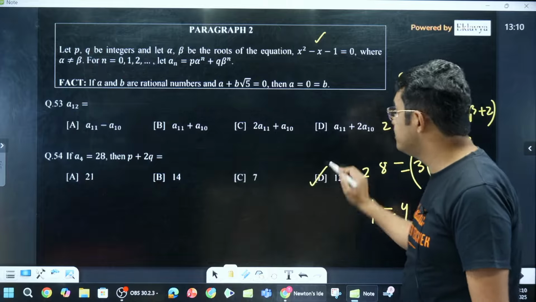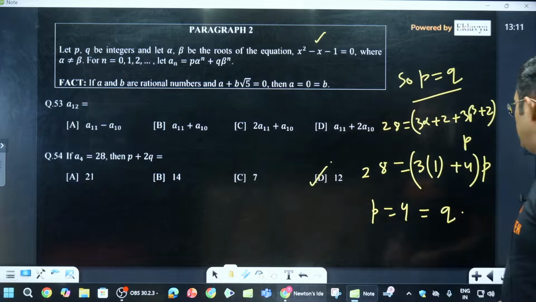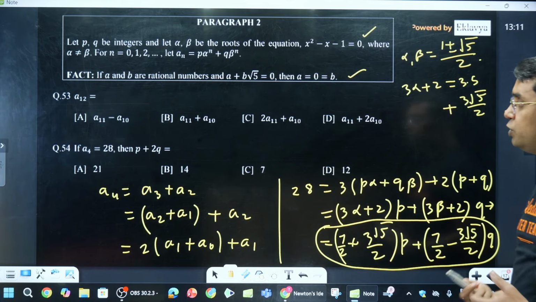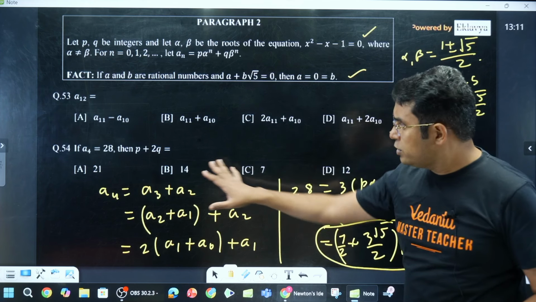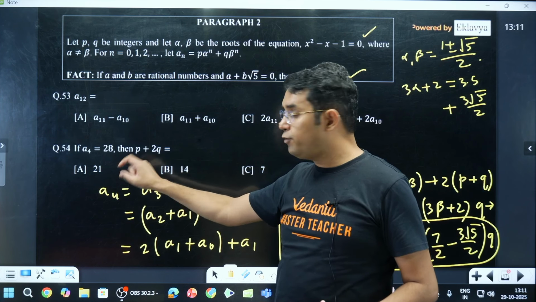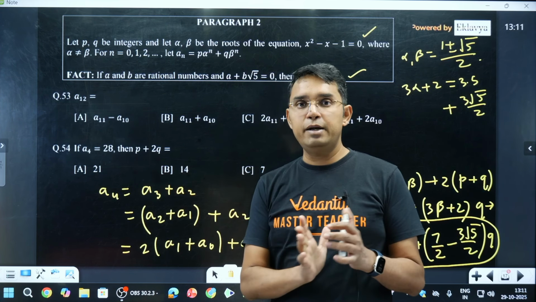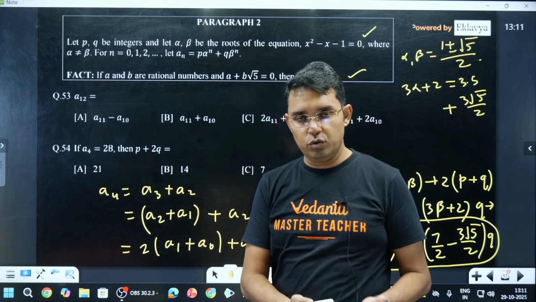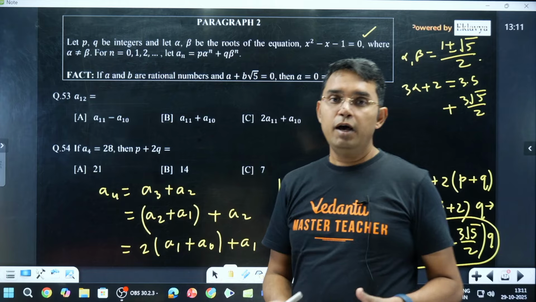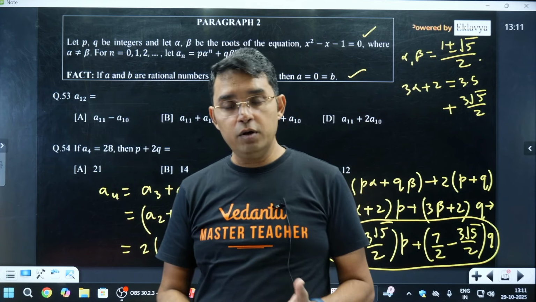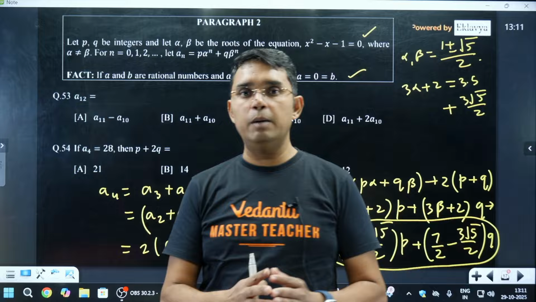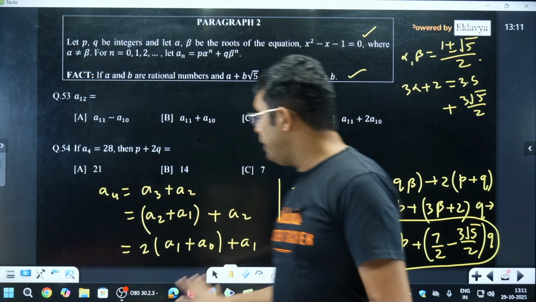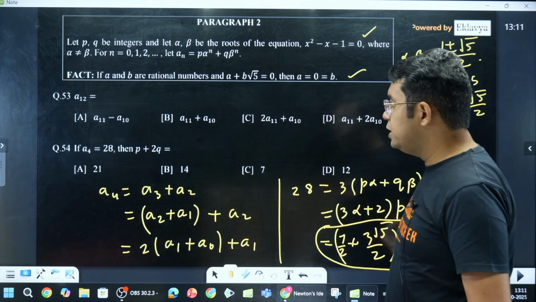Yeah, 12. Okay, so this is how this question can be solved if you use Newton's identity. In fact, because A4 they are giving you, I think it can be done with the help of the recurrence relation also. Alpha plus beta we know, alpha square plus beta square can be found. Using that, alpha power 4 plus beta power 4 can also be found. But there is no problem with this method also.